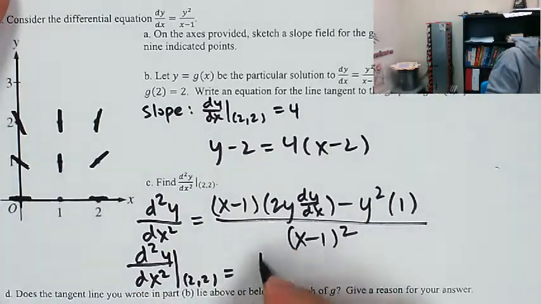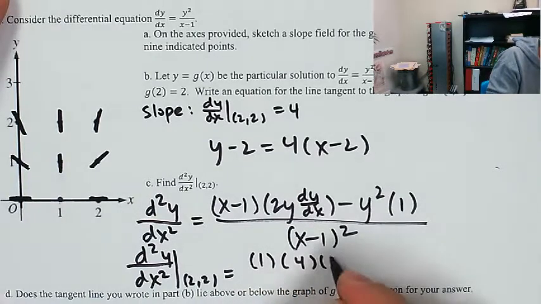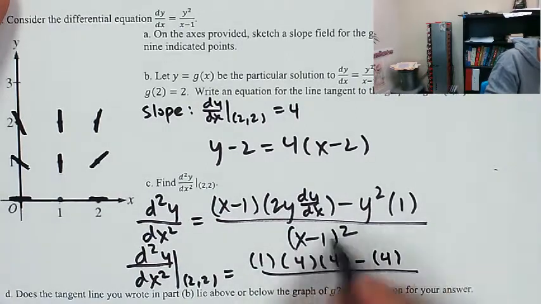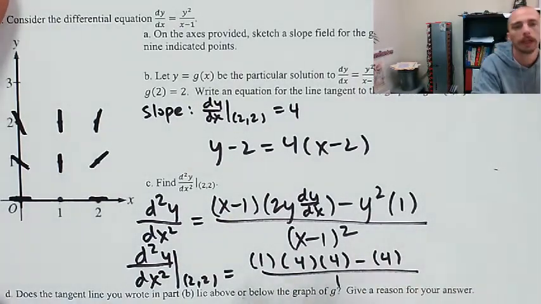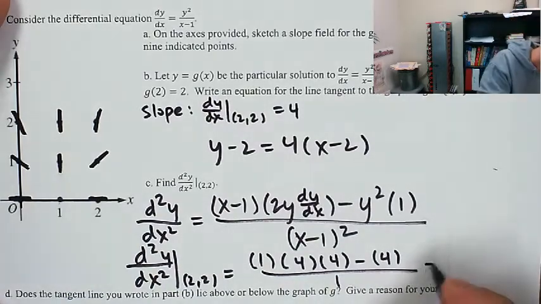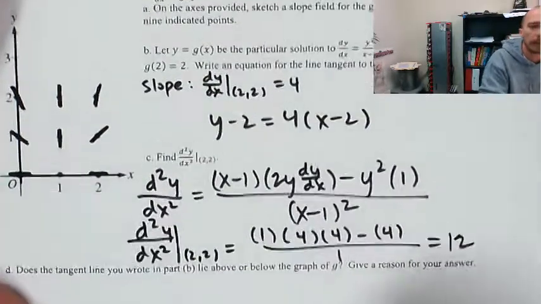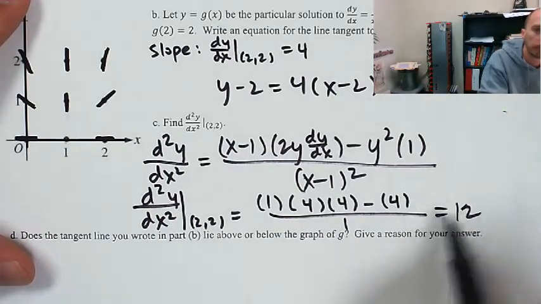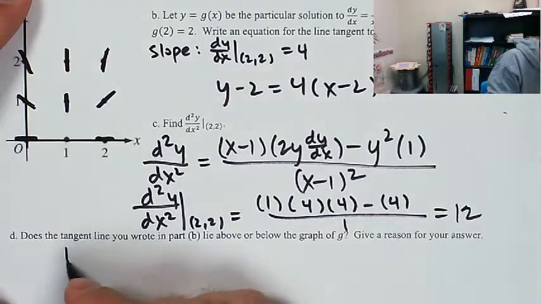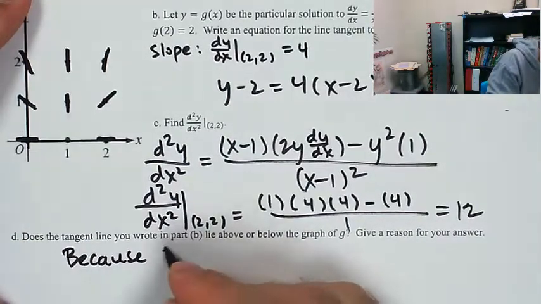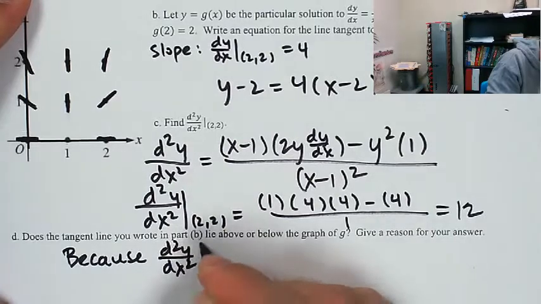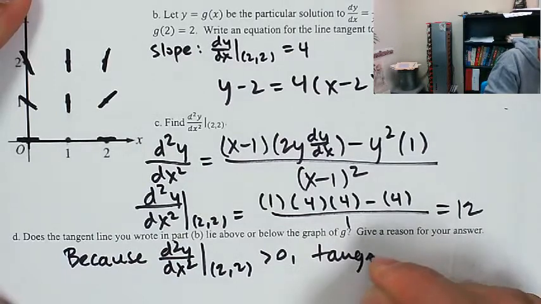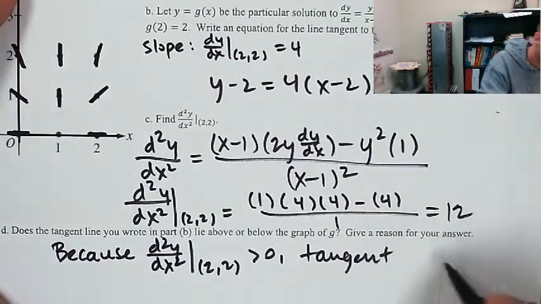That's going to be 2 minus 1 is 1, 2y is 4, dy dx is also 4, minus y squared is looking like 4, divided by 2 minus 1 squared is just going to be another 1, and that's going to be 12. Okay. And then when it asks if the tangent line I wrote in part B is above or below the graph of g, I'm going to say because the second derivative is positive, the tangent sits below the curve, right?